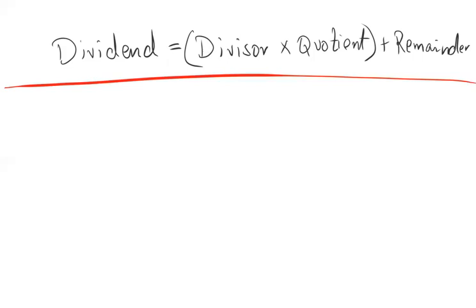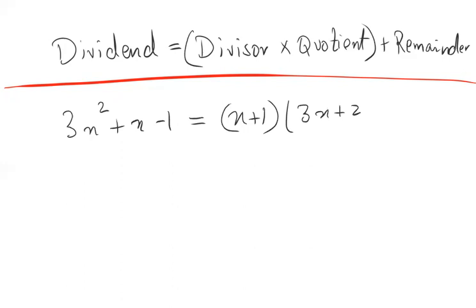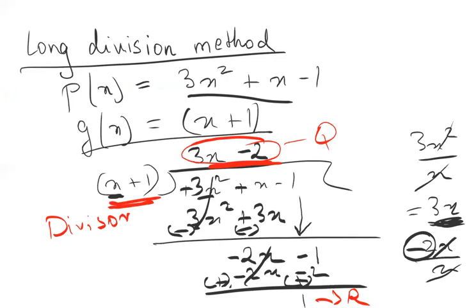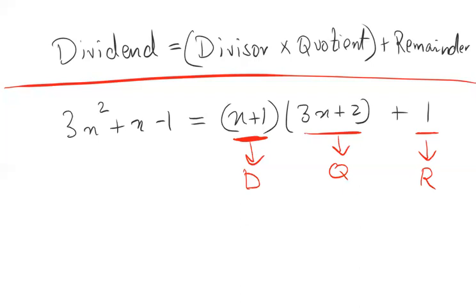So let's write the previous question. 3x squared plus x minus 1 is equal to x plus 1 into 3x plus 2, plus 1. If you remember this, this was the divisor, this was the quotient, and this is your remainder. If you see in this, this was your quotient, this was your divisor, and this was your remainder. Right? So same concept I've employed here. And this is how we write. And this is how we do the long division method. Let's try another one.